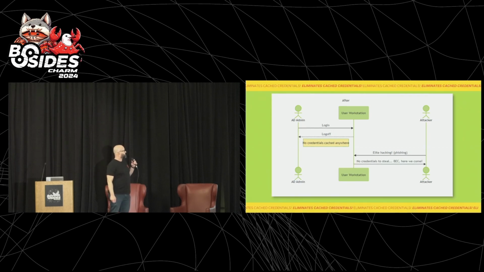Afterwards, all right, AD admin connects again. After they log off, because they are members of the protected users group, those cached credentials no longer exist on the machine. Elite hacking takes place again, but there are no credentials to steal at this point. So, they can't easily laterally move, but guess what?